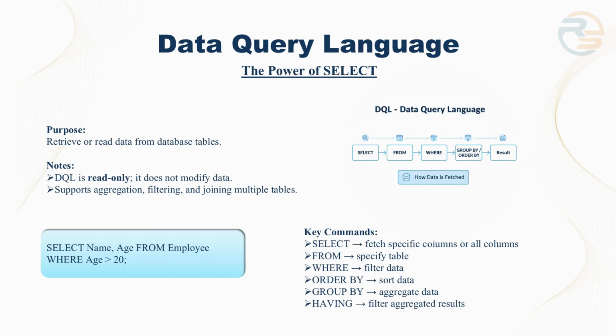DQL, Data Query Language, is used to retrieve data from the database. The main command is select. With select, we can fetch a specific record, filter data, sort results, and perform calculations. DQL is read-only, meaning it does not modify data, it only retrieves the information.